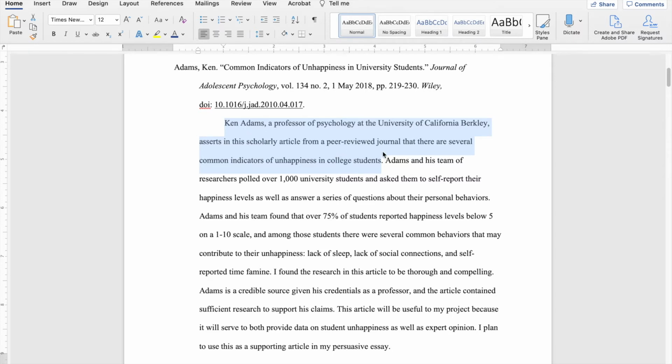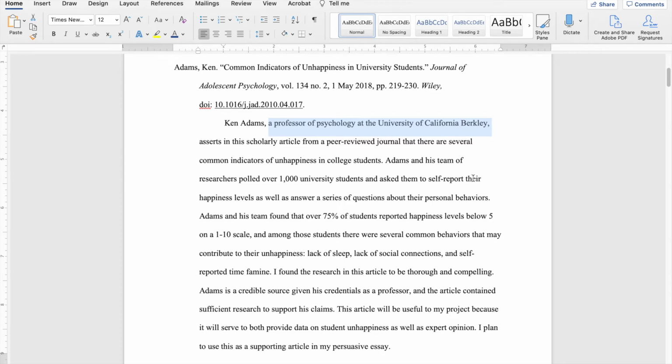Additionally, you want to establish the credibility of your author or source in your annotation. This is done here by providing the author's credentials, listing Ken Adams as a professor of psychology at the University of California, Berkeley. The student has established him as a credible or authoritative source. Once you've identified the source type and established the credibility, you want to summarize the main idea, central focus, or key findings of the source.